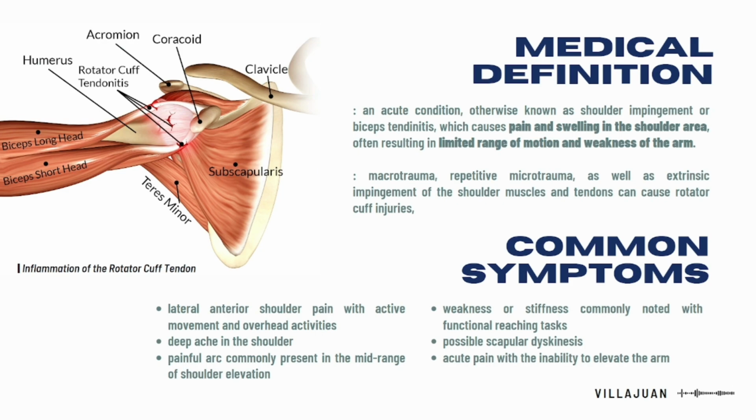Such injuries are common among athletes with sports involving the excessive use of their upper extremities. Although macrotrauma can cause rotator cuff injuries, repetitive microtrauma, as well as outlet impingement in between the greater tuberosity of the humerus and the acromion of the scapula, are more frequent.